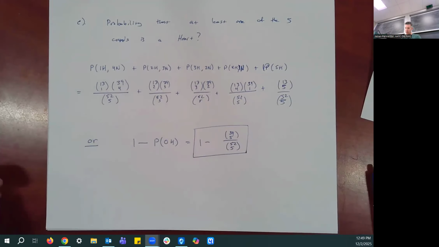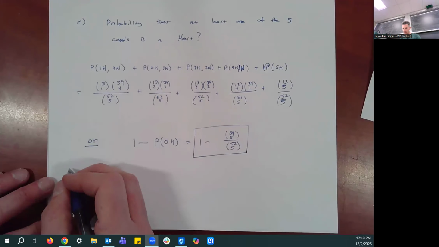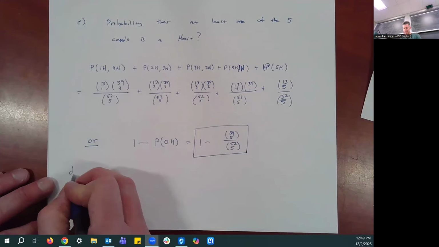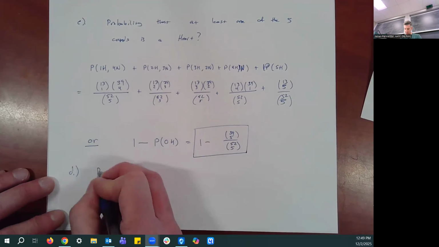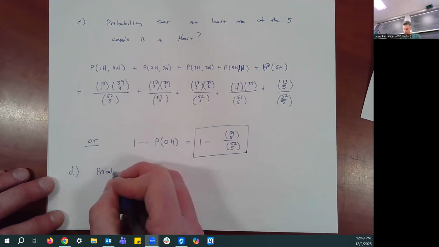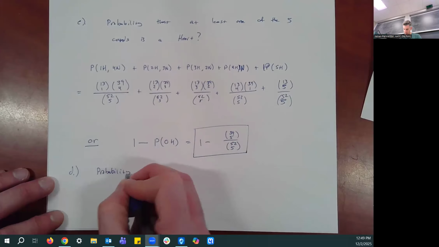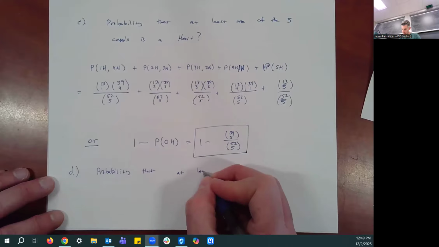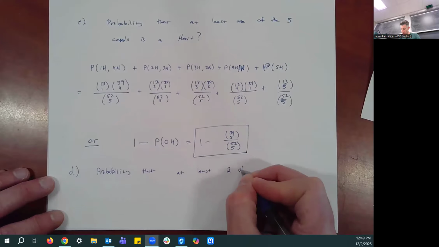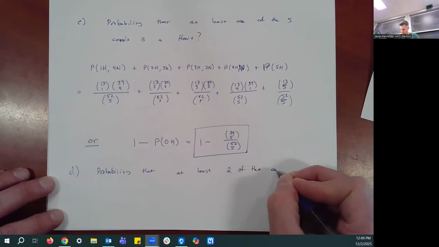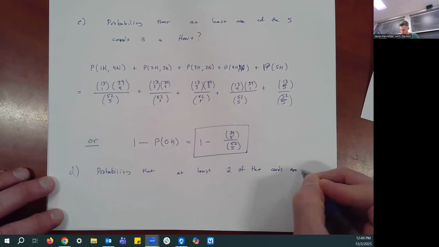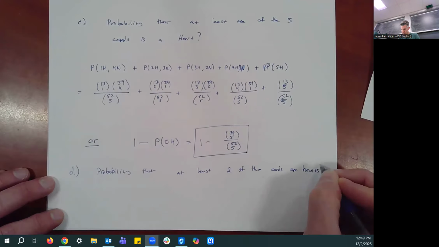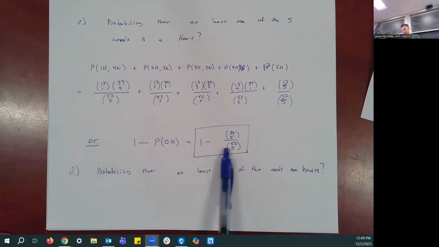So why don't you all try answering this next one in the same sort of easier way? What's the probability that at least two of the cards are hearts? And again, I would encourage you to think of it as 1 minus the stuff you don't want.